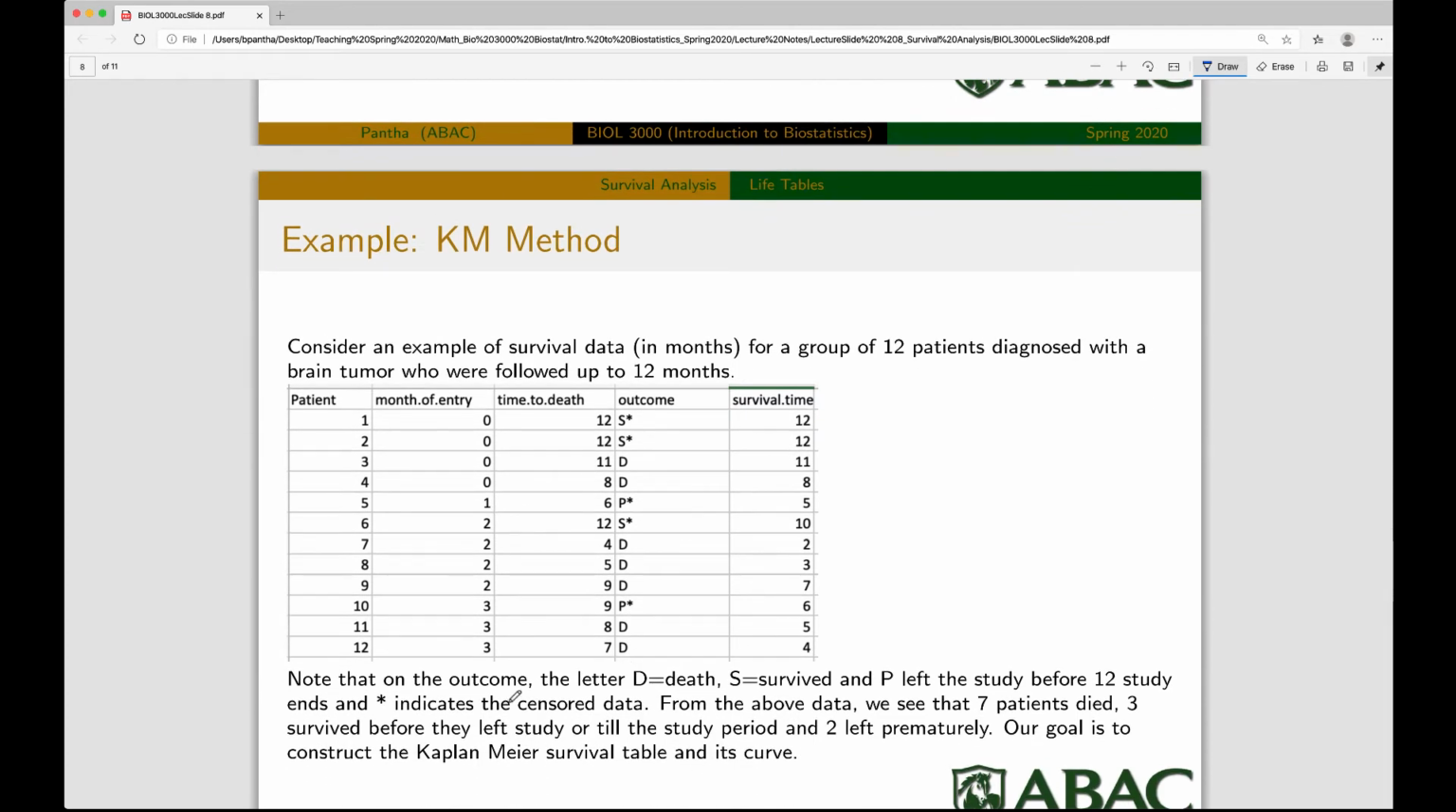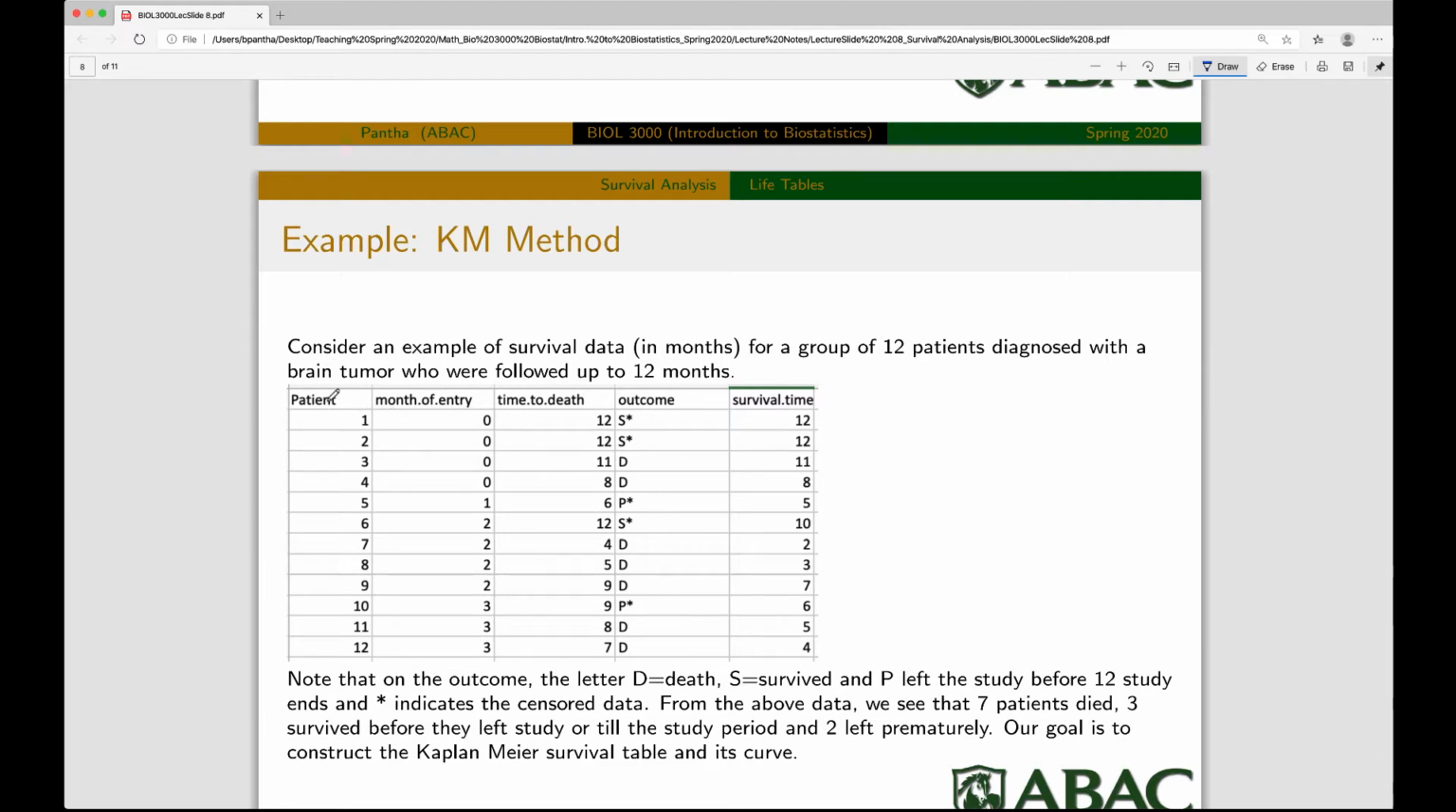Let us see an example. Consider an example of survival data in months for a group of 12 patients diagnosed with a brain tumor who were followed up to 12 months. So they studied for a 1 year period, okay? And what they did is there were 12 patients diagnosed with a brain tumor, and they are studying the survival of those 12 patients.